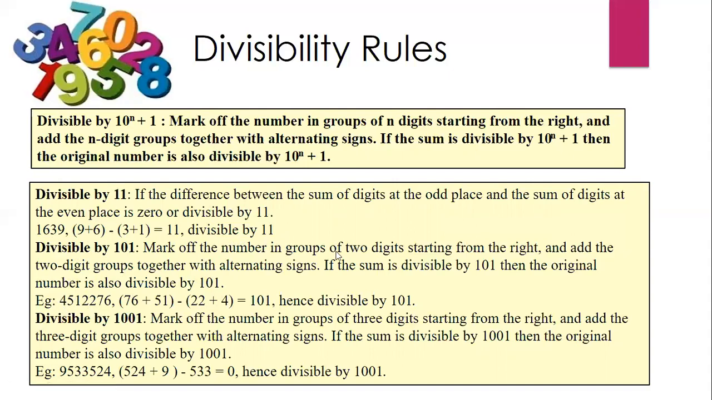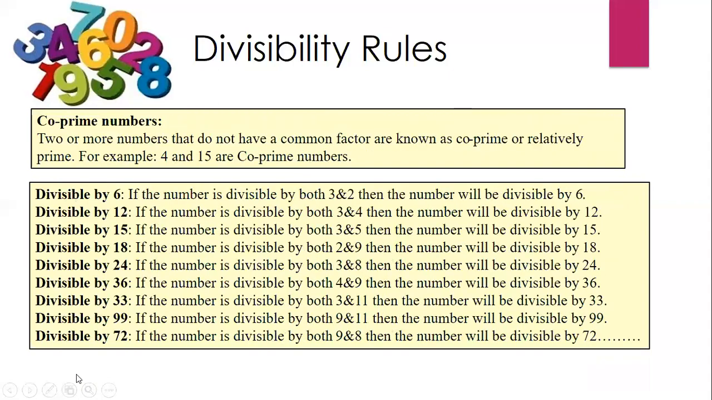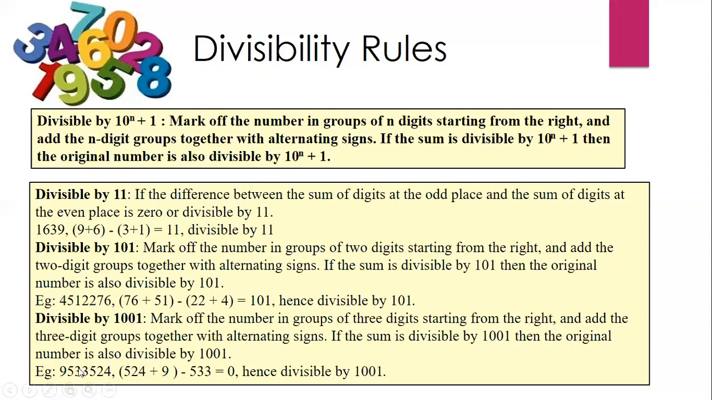by 101. Similarly, for 1001, here we need to split three numbers, 524, 533 and 9. So the sum of digits in odd positions is 524 plus 9, minus the sum of digits in even positions, 533. We'll get 0. So we can say it is exactly divisible by 1001.